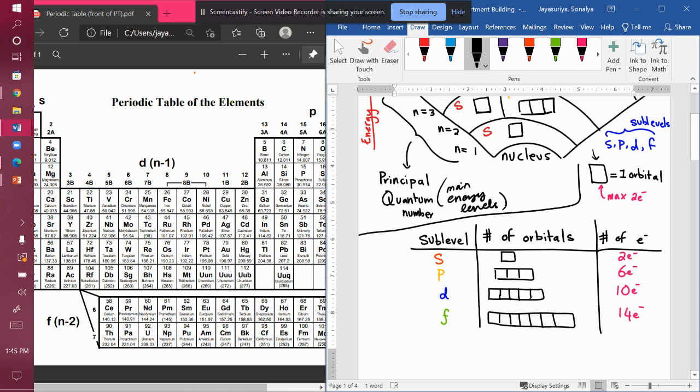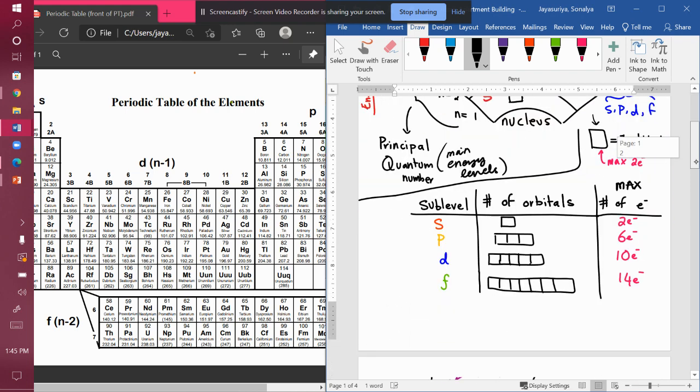Now, just to review, an S-type sublevel or S-type apartment is one orbital or one room, and that one room can hold a max of 2 electrons. Okay, a P sublevel, which is a P-type apartment, can have 3 rooms, so can hold 6 electrons. D can hold 10 electrons because it's 5 rooms. 5 times 2 per room gives you 10 electrons. And F is 7 rooms, and 7 times 2 gives you 14 electrons.